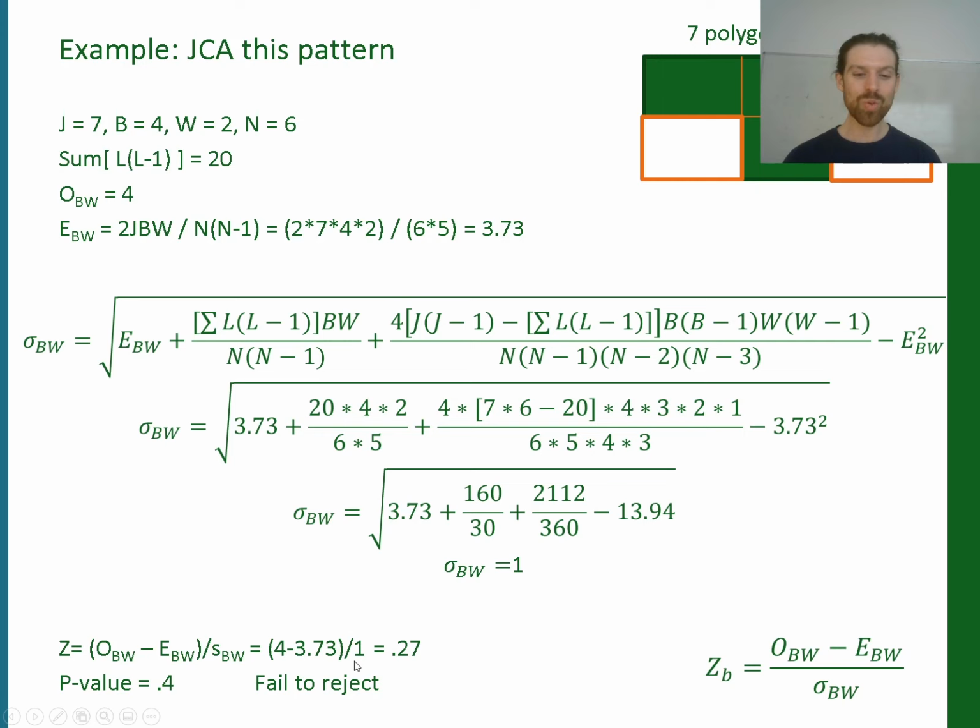So we can put that in as the denominator into our equation, and what we get is a value of 0.27 for our z-score, which is obviously very low, which only gives us a p-value of 0.4. So we failed to reject the null hypothesis based on this particular example.